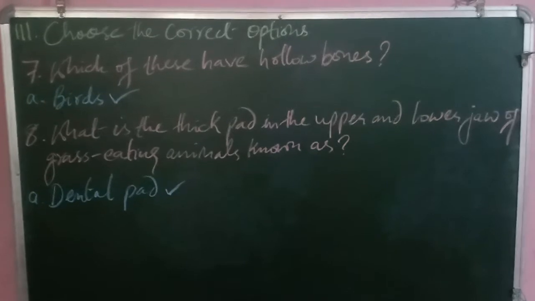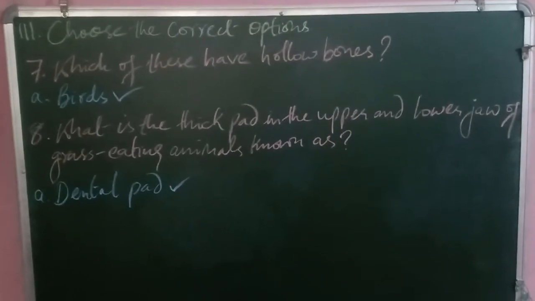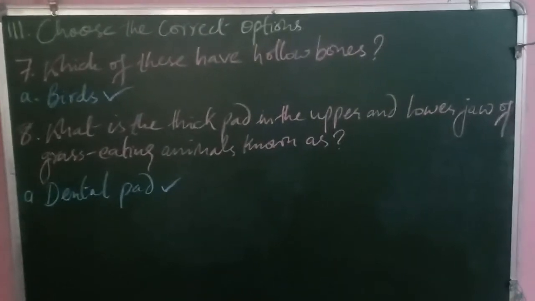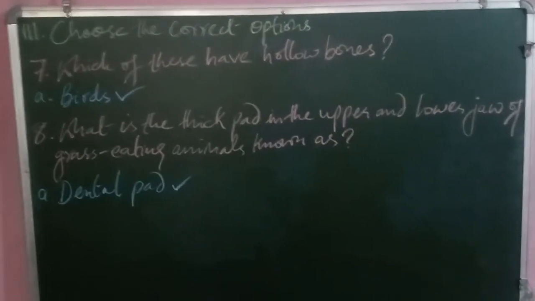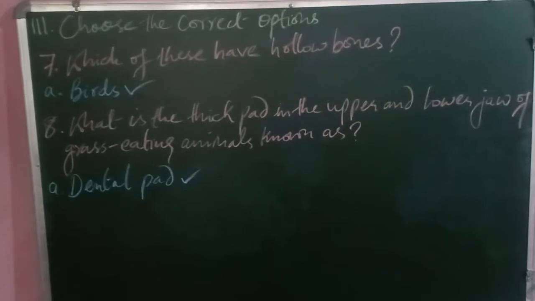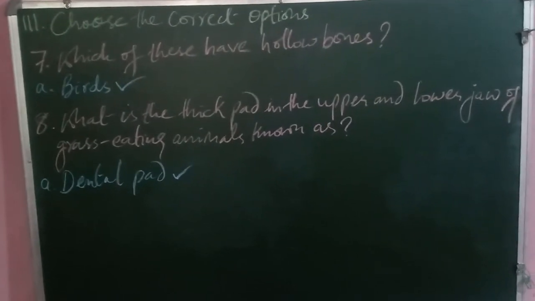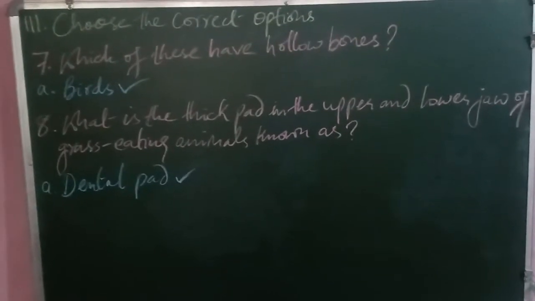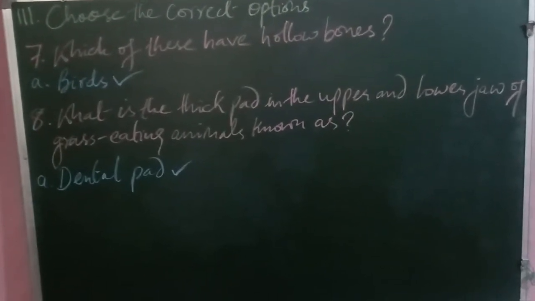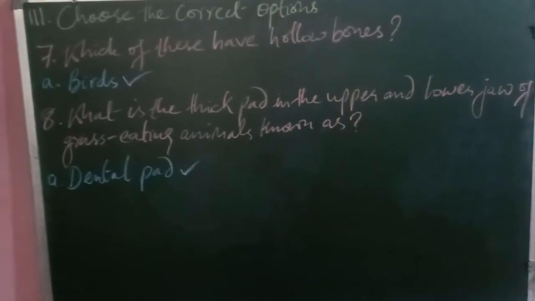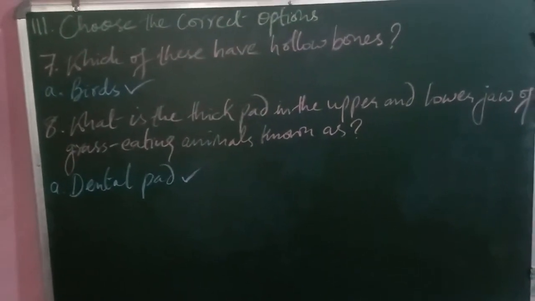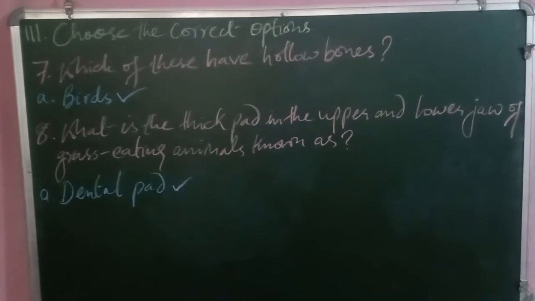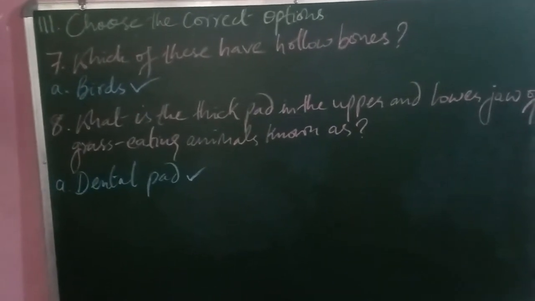Moving on. Then we have question 7, which of these have hollow bones? And your options are birds, snakes, fish, and insects. So the correct option is birds, option A. Then question 8, what is the thick pad in the upper and the lower jaw of grass-eating animals known as? And your options are dental pad, jaw pad, teeth pad, and food pad. So the correct option is option A, dental pad.